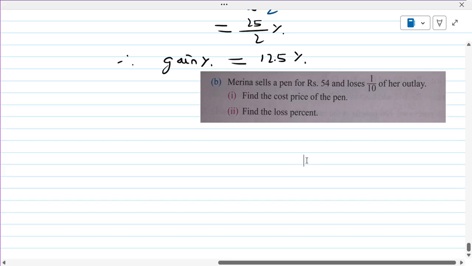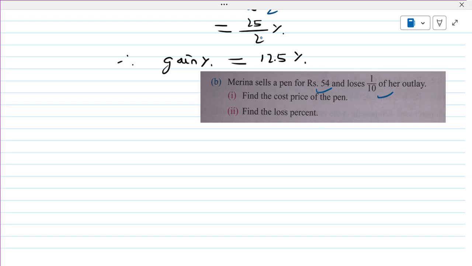Okay, so here it says Medina sells a pen for 54 and loses 1/10 of her outlay. So it is a very similar condition. I'll let you understand, and you can try yourself. Medina is selling a pen for 54 rupees and she's losing 1/10 of her outlay. So find the cost price of the pen and find the loss percentage.